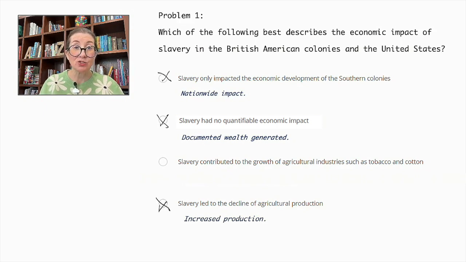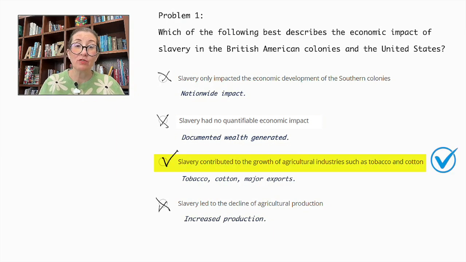The correct answer is that slavery contributed to the growth of agricultural industries such as tobacco and cotton. The labor provided by enslaved people was crucial in cultivating these cash crops, which became major exports and drove the economic development of the colonies and the early United States. So slavery contributed to the growth of agricultural industries such as tobacco and cotton is the correct answer here.